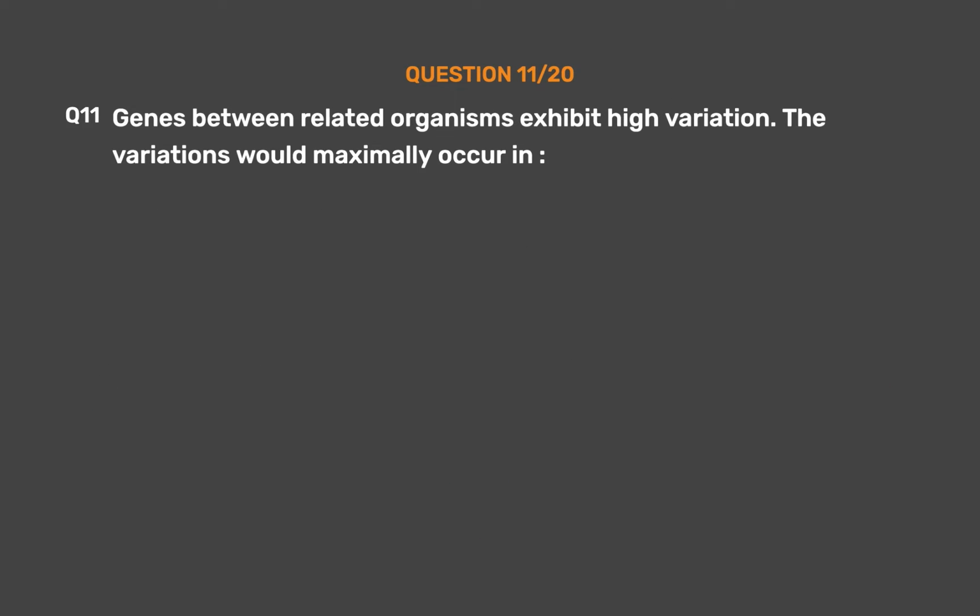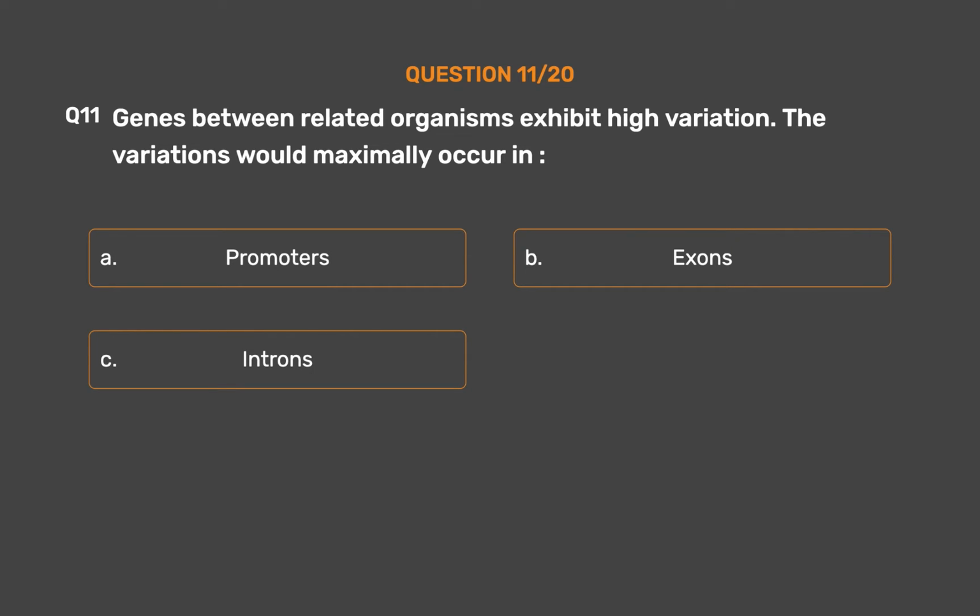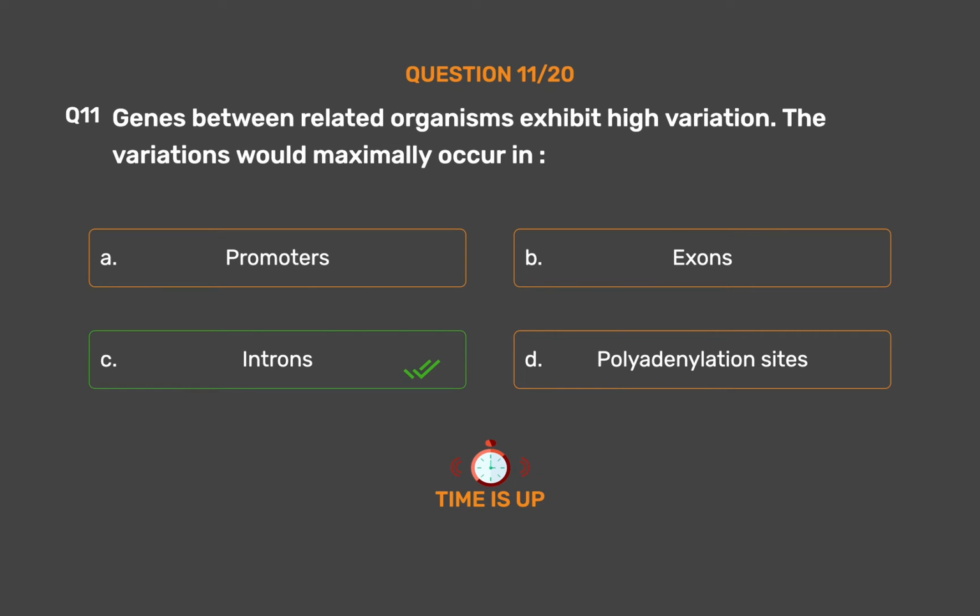Question number 11. Genes between related organisms exhibit high variation. The variations would maximally occur in option A, promoters, option B, exons, option C, introns, option D, polyadenylation sites. The correct answer is option C, introns.